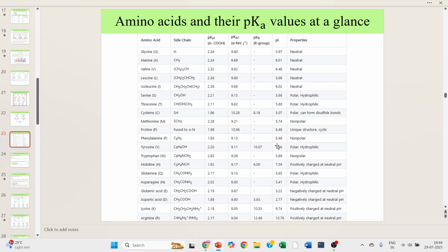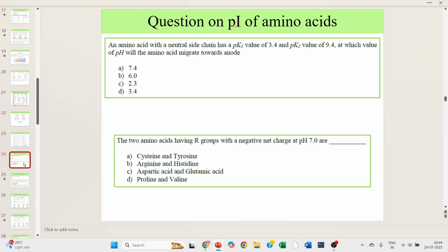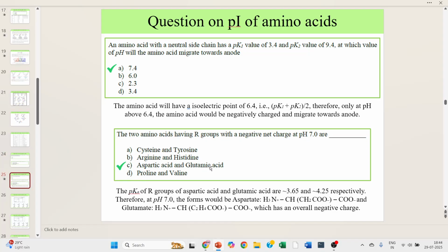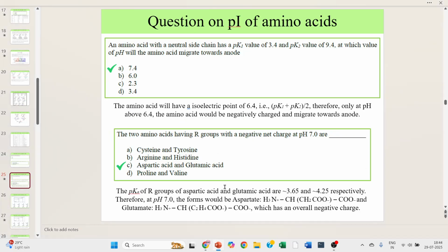So if we go back to our previous slide, try to recall this example. Both of them had pKa values less than 7. That is why at pH 7 we had negative charge, correct? So both of these should be acidic amino acids. Now we go back to our question once again. So yes, this is the right answer, aspartic acid and glutamic acid. Okay, now for the previous one, yes, you're correct. The right answer is A, which is 7.4. So their PI is actually 6.4, and above the PI, the amino acids would be negatively charged. Okay, we'll move on to the next slide.